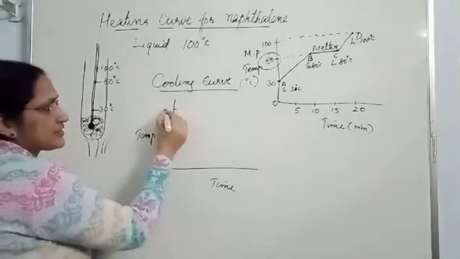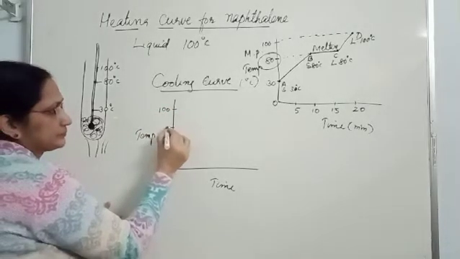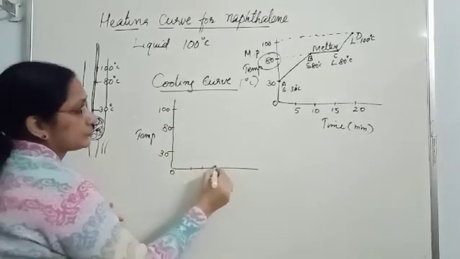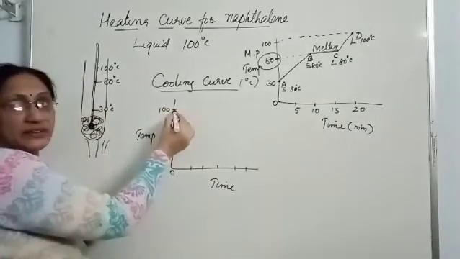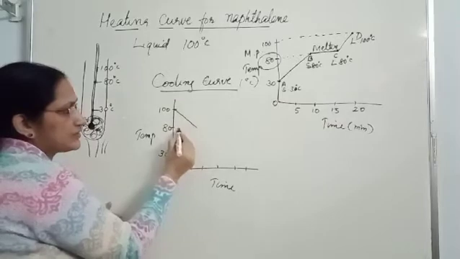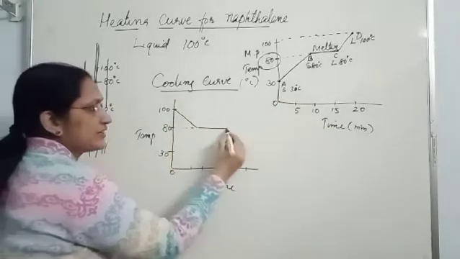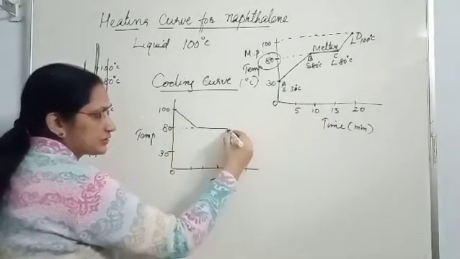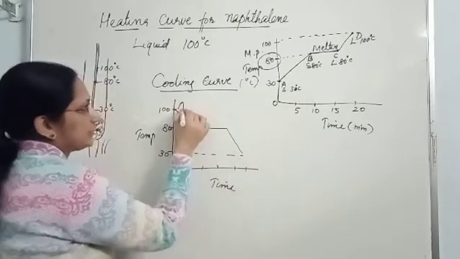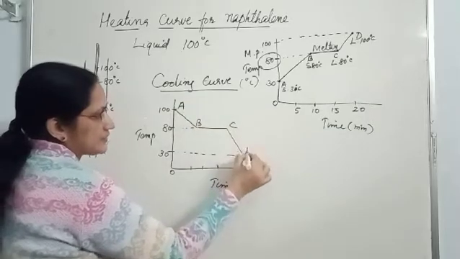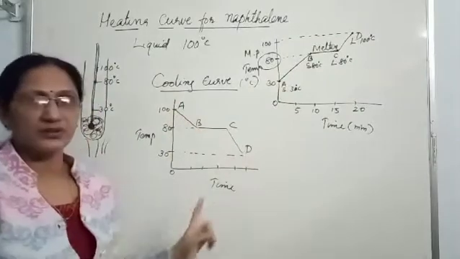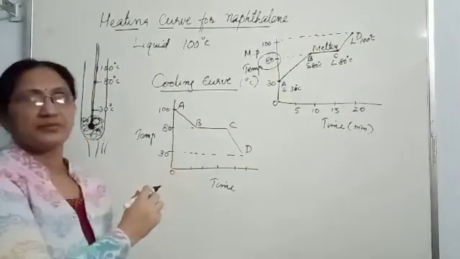So the graph line starts from 100. Beginning time temperature is 100. Then it comes down to 80. Then it remains steady for some time. Then it comes down to 30. So here the graph line is A, B, C, D. Heating curve goes upward. Cooling curve comes downward. So here we can analyze the graph in this way.